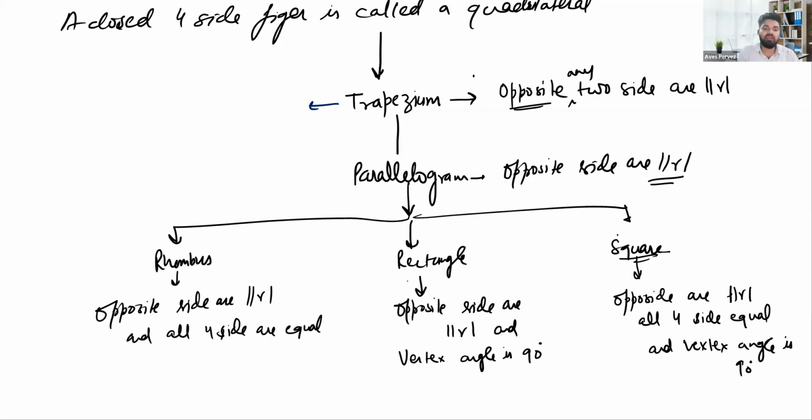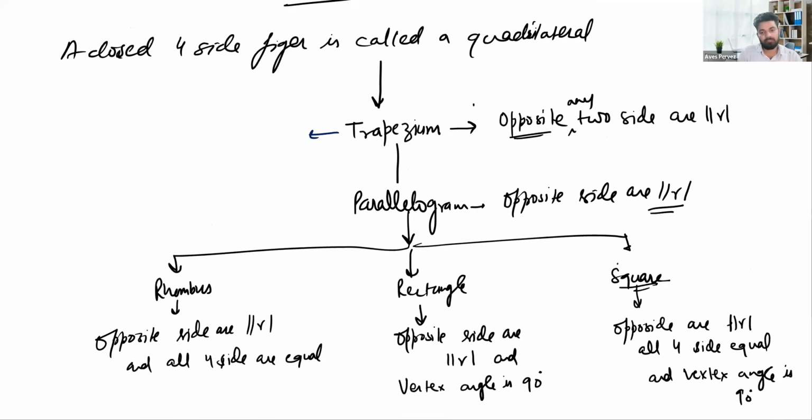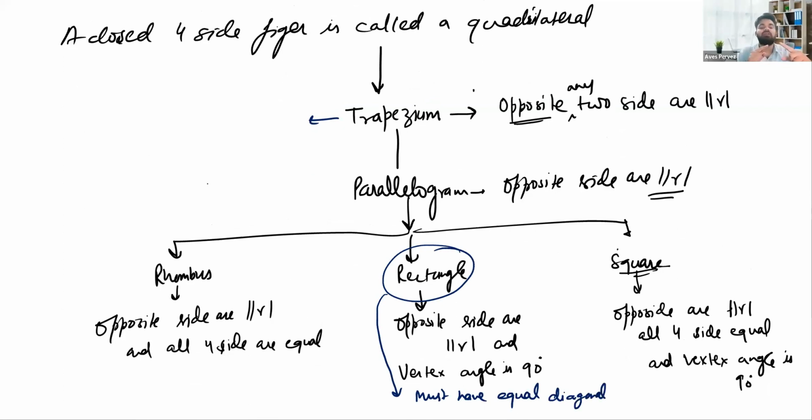So here we have rectangle. If we need a rectangle, then it must have equal diagonals. So if there is a parallelogram which has equal diagonals, then it is a rectangle. Any parallelogram which has equal diagonals is a rectangle.